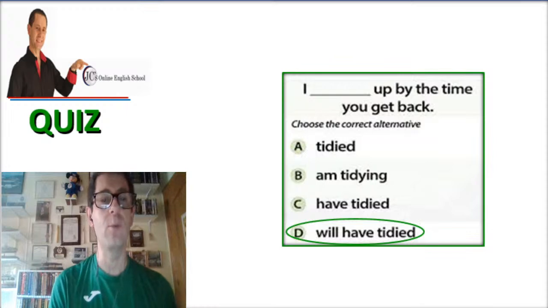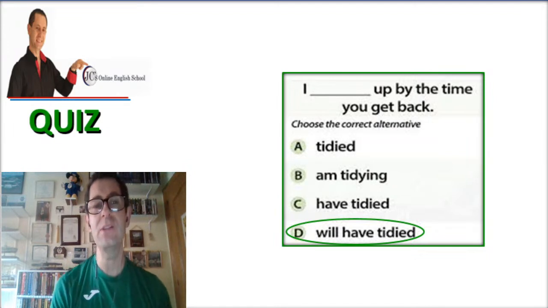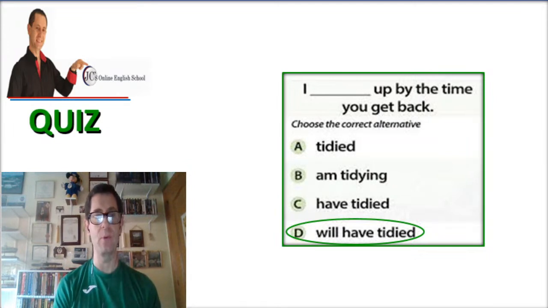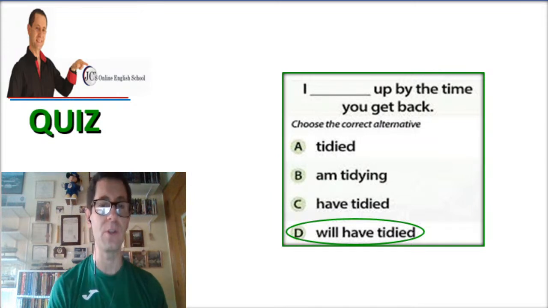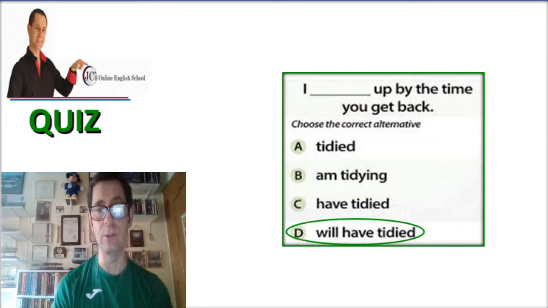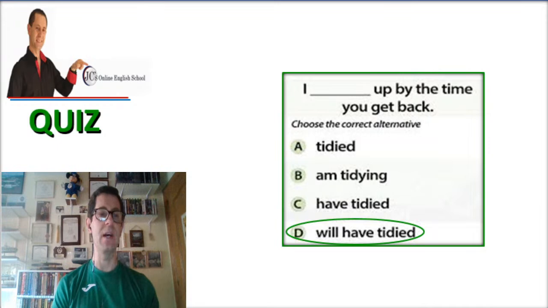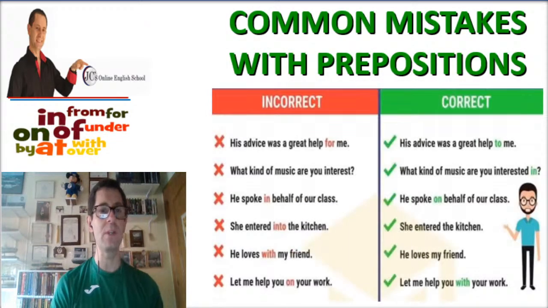And another one that we did was this one. And the correct answer is delta. I will have tidied up by the time you get back. Okay, it's a future perfect tense. I repeat, I will have tidied up by the time you get back. So by the time the other person returns, I will have already finished what I had to do. That one was a little harder because it is a future perfect tense. Okay, now remember this one as well.